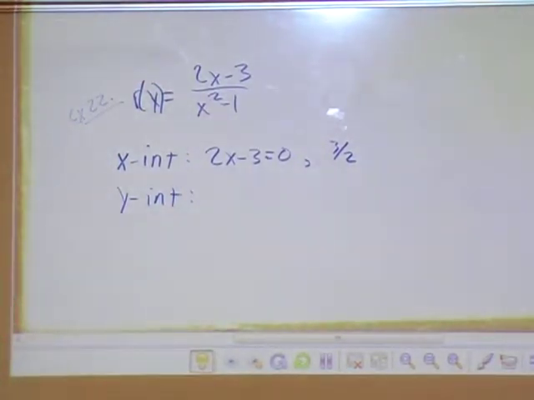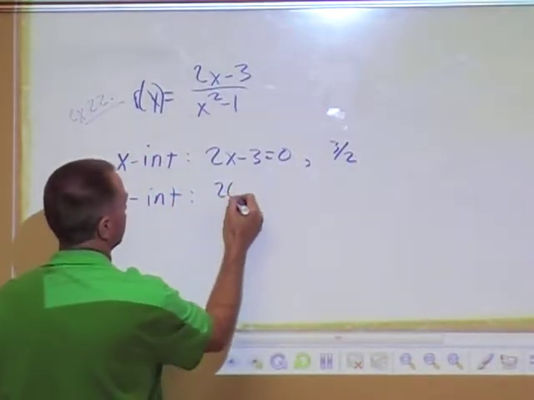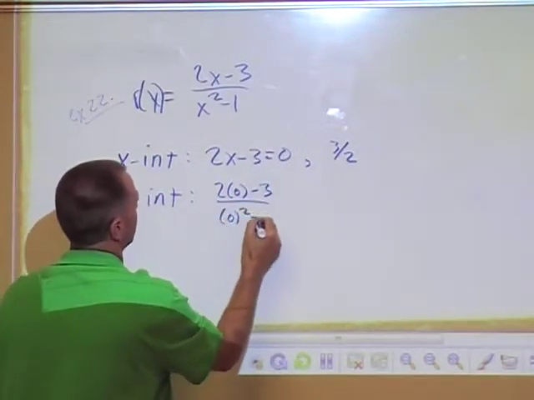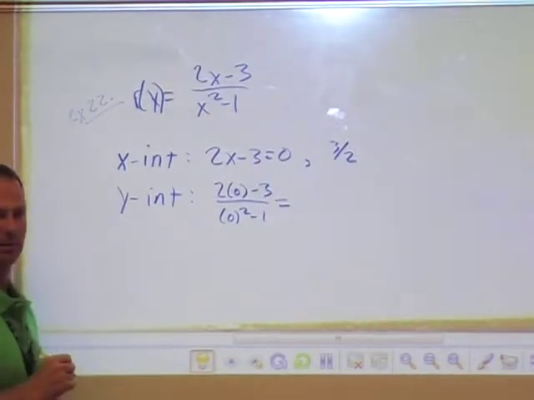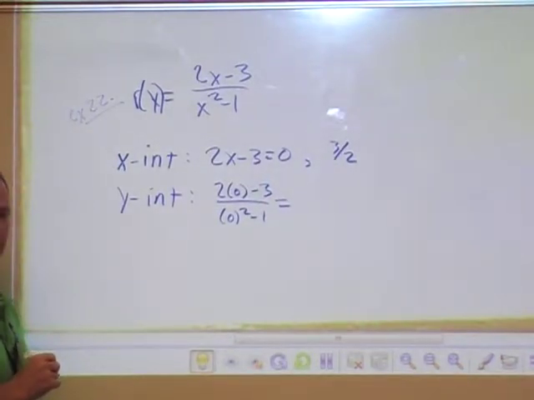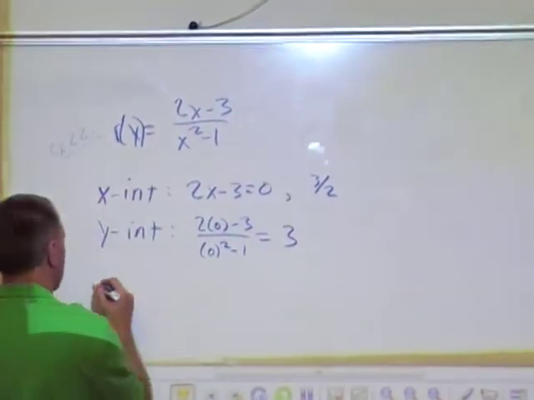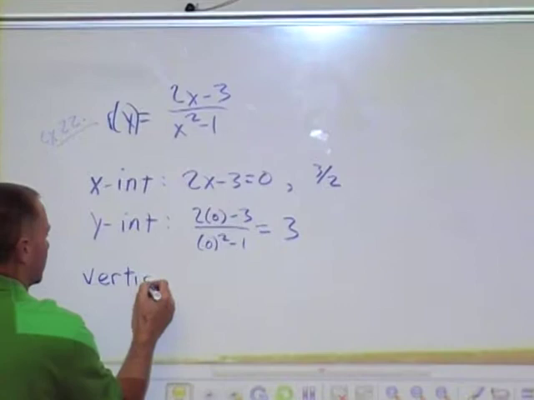Y-intercept. What do we do? Let x equal 0. So 2 times 0 minus 3 over 0 squared minus 1. What do you get? Work it out. Negative 3 over negative 1, which is positive 3. That's your y-intercept.